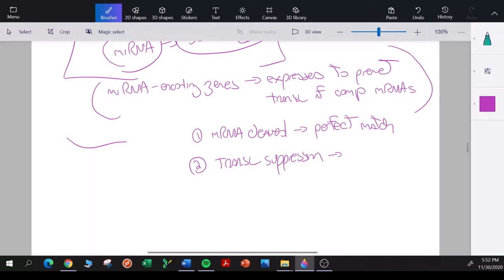So translational suppression is thought to result when we have an imperfect match. So the seed region matches, but the rest of that short interfering RNA or microRNA doesn't match so well to the messenger RNA. Well, then we'll get translational suppression, but not cleavage of the messenger RNA. But overall, there are two different ways the translation of the messenger RNA can be prevented: by destroying the messenger RNA or just preventing translation without destroying the messenger RNA.